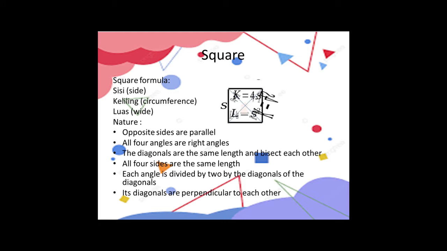Square formula: circumference equals 4 times the side. Area equals side squared. Properties: 1. Opposite sides are parallel. 2. All 4 angles are right angles. 3. The diagonals are the same length and bisect each other. 4. All 4 sides are the same length. 5. Each angle is divided into 2 equal parts by the diagonal. 6. Its diagonals are perpendicular to each other.